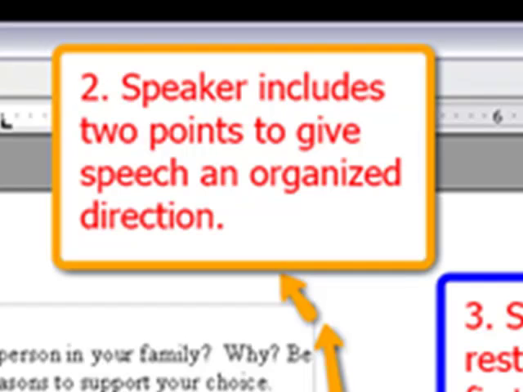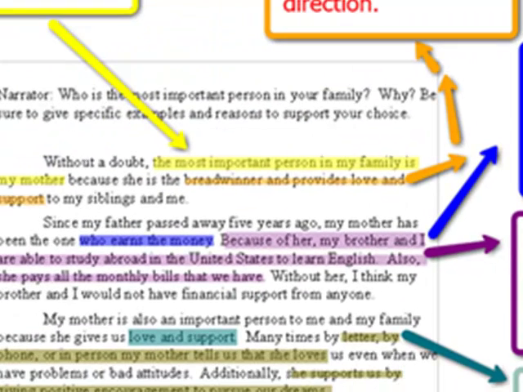Number 2, the speaker includes 2 points to give the speech an organized direction. Notice how the speaker says, my mother, she's the breadwinner and provides love and support. These are 2 important points that this speech is going to develop. It's important to do that in the beginning of your speech.